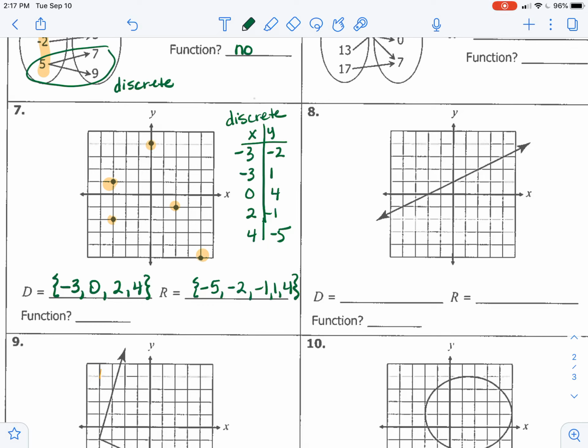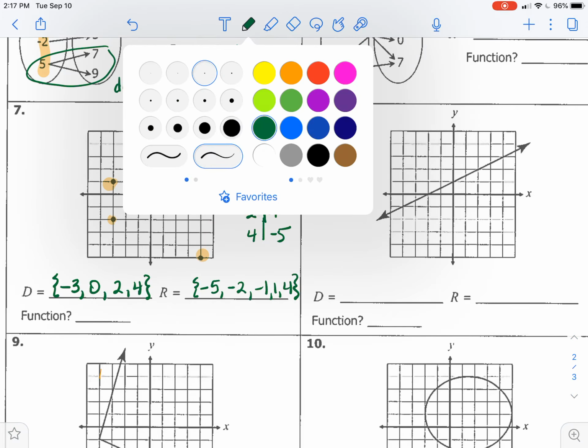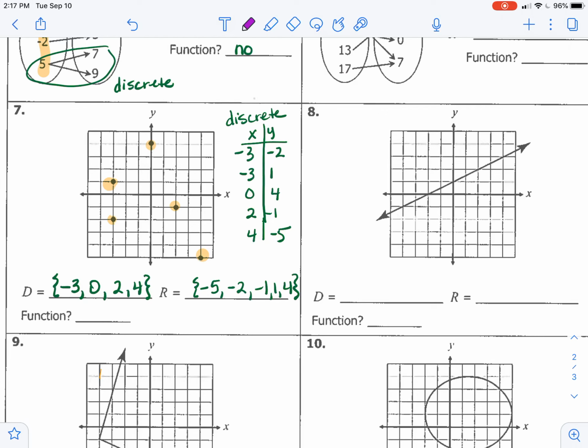Now, is this a function? Well, again, one of the things on a graph that makes it easier is that we can do the vertical line test. And see, I could draw a vertical line right through these 2 points. Therefore, this is not a function. The other way I could look at it in this case is you see the -3 going to 2 numbers. Not a function.